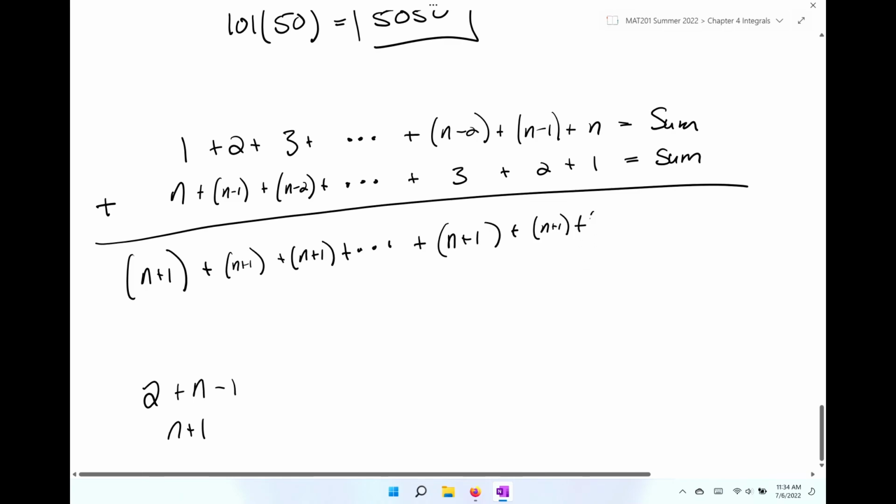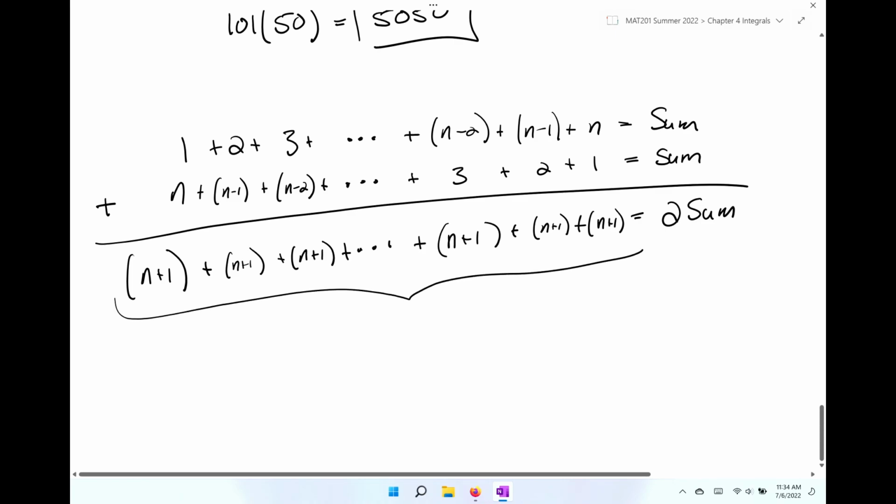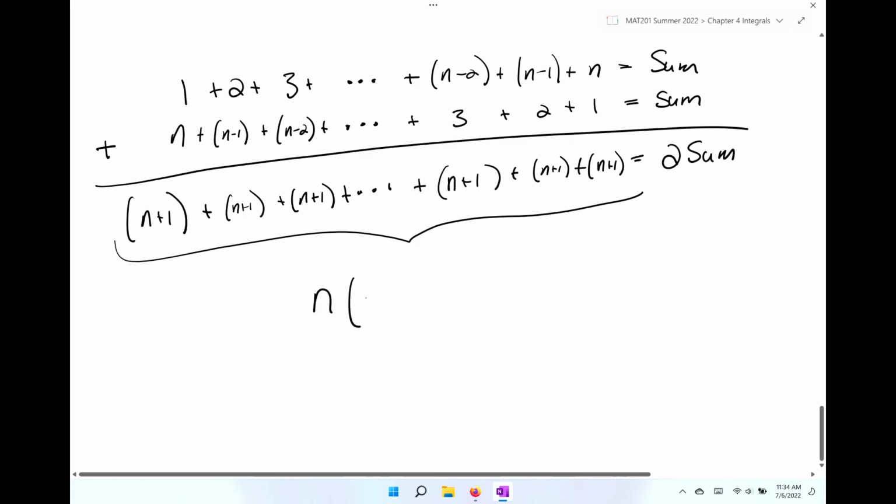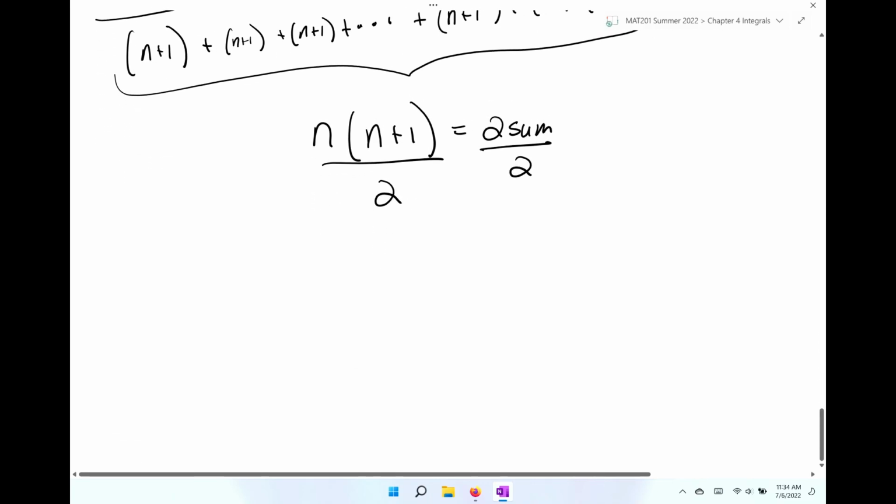And on the right-hand side, you're going to get 2 times the sum. Now, since you have no idea where you're stopping with these n plus 1 terms, you are going to have n of them. Therefore, we get n times the quantity n plus 1 equals 2 times our sum. And then finally, if we just divide both sides by 2, we get n times n plus 1 divided by 2, which is the sum.